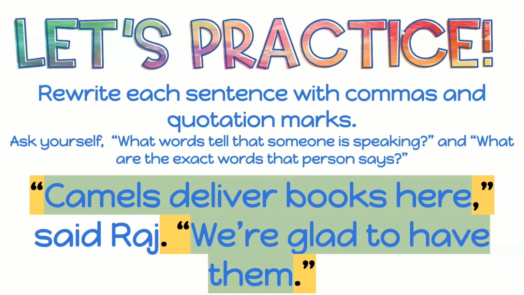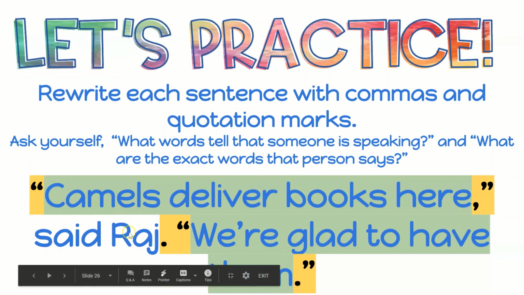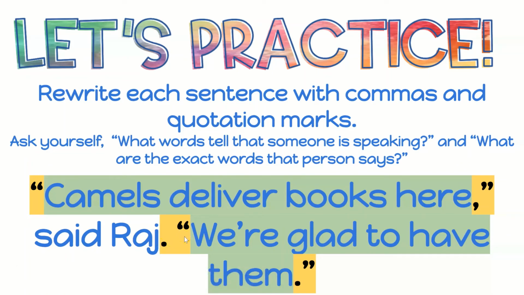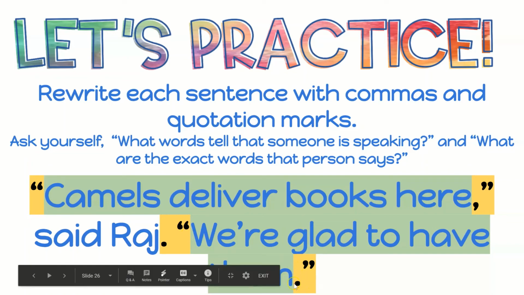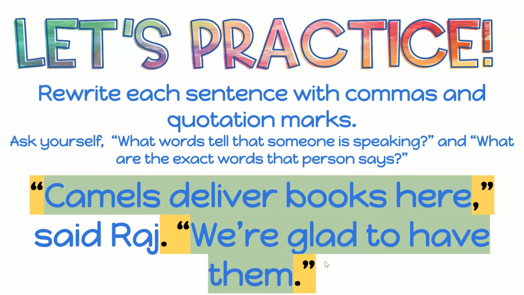Great job. We have quotation marks around the first thing that Raj is saying, which is "Camels deliver books here." We also have a comma to separate these words being spoken out loud from the tag identifying Raj as the speaker. Then we have a period after Raj, and again quotation marks around the next set of dialogue that he is saying out loud, which is "We're glad to have them." And finally, a last period inside of the quotation marks. Let's try one more.